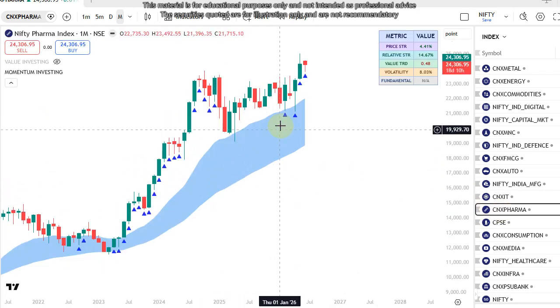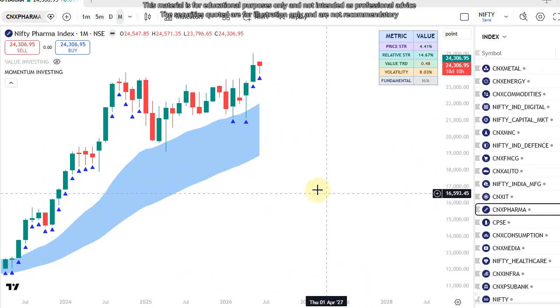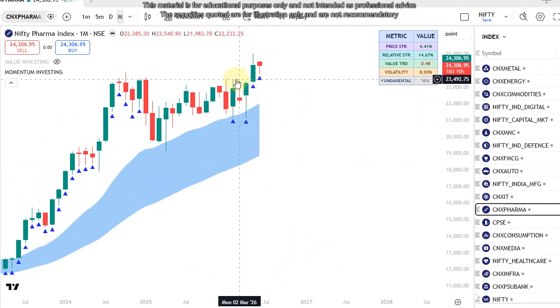Pharma, it is in clear momentum. It has recently broken out of its high. See here, last month only pharma broke out of its momentum high. So we can focus on the pharma index as of now.